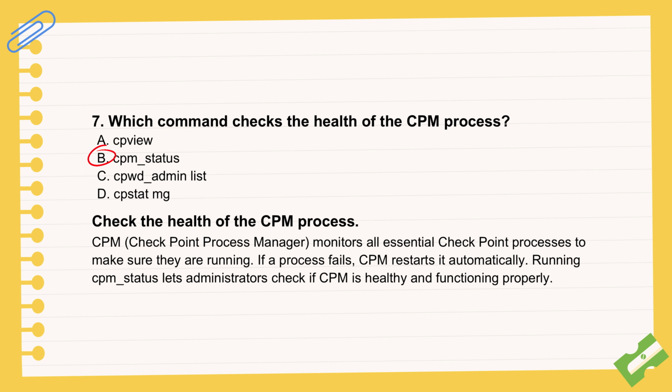Think of CPM as the system's own internal doctor or watchdog. Its job is to monitor all the other critical checkpoint processes, and if one of them crashes or stops responding, CPM's job is to restart it automatically. So checking CPM status is super important. It tells you if that watchdog itself is okay and if the core security services are running and being monitored properly.